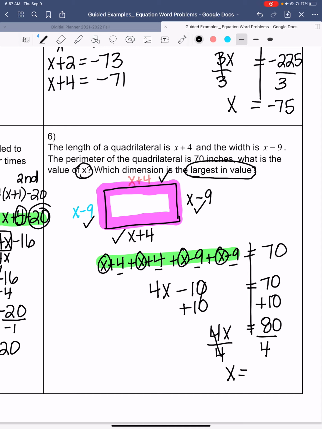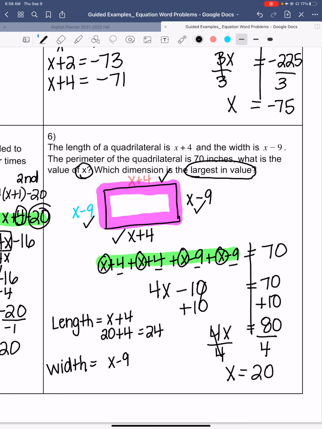And x equals 20. But they want the dimensions of the largest side. So the length, if you remember, was x plus 4. So that's going to be 20 plus 4, which is equal to 24. The width was x minus 9, so that's going to be 20 minus 9, which is going to be 11. So the largest dimension is 24, which is the length.